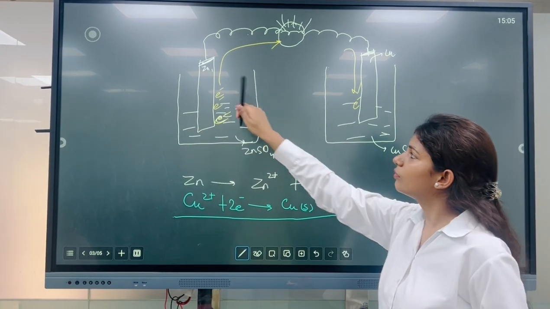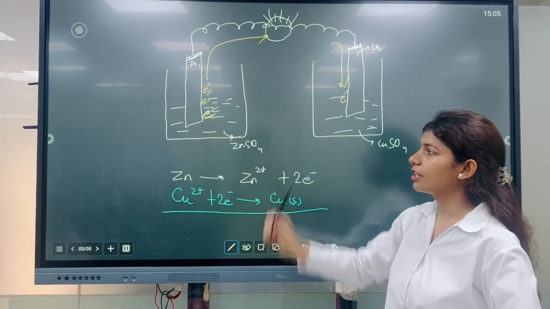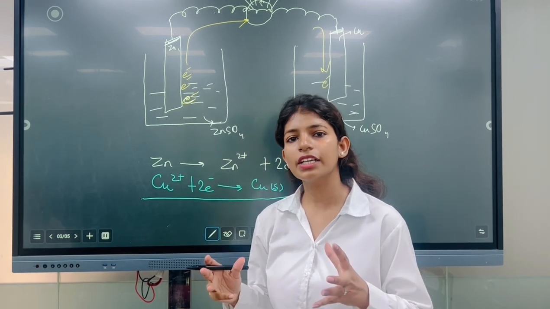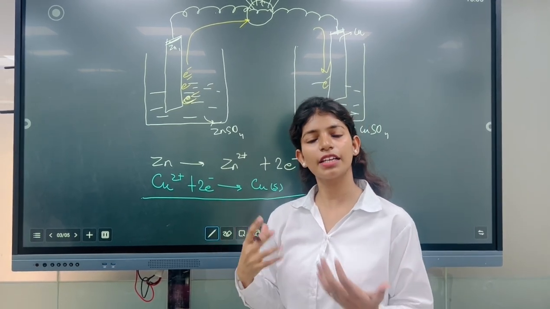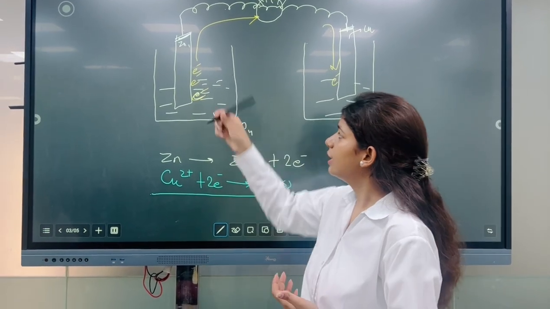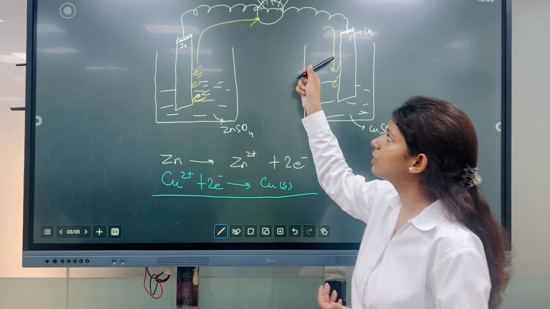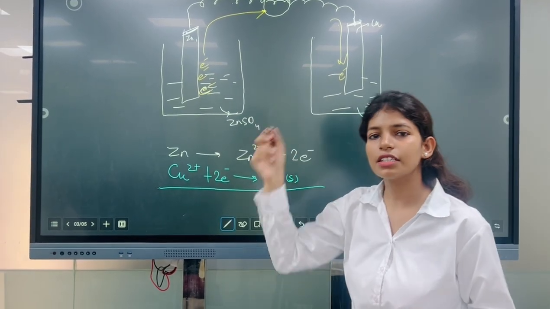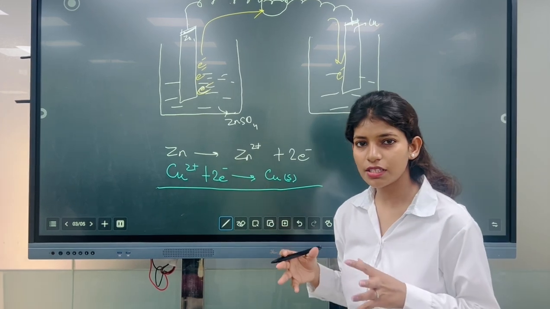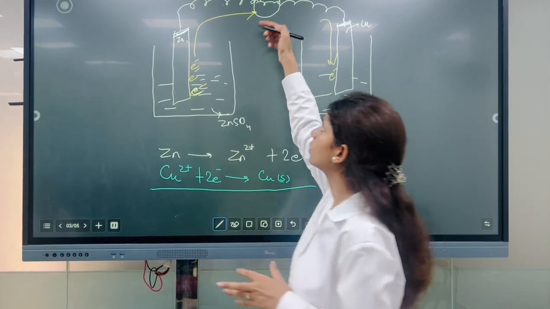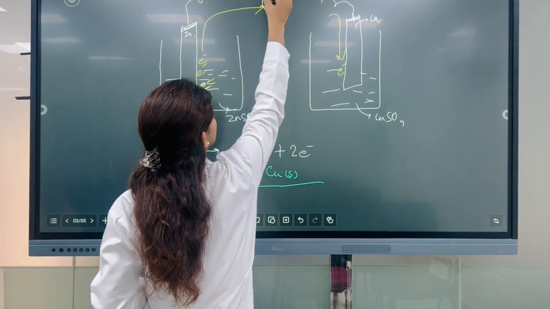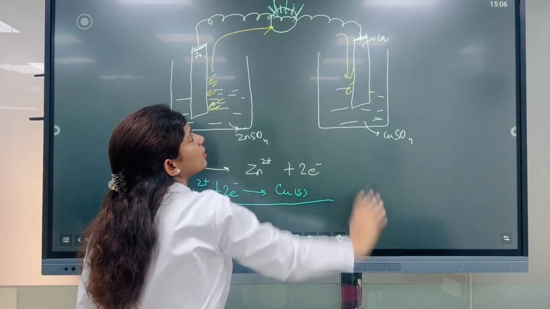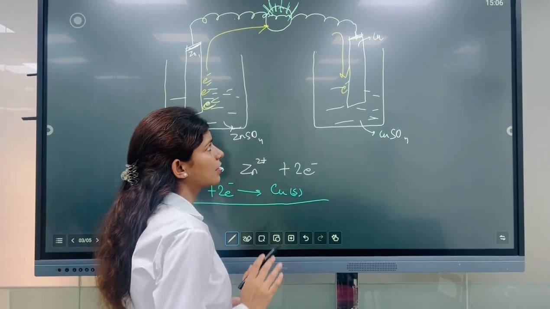Electrons will travel from this side to this side. Now what will happen? As we all know, how is electricity produced? Only when there is electron movement, right? So the electron is moving from this side to this side. When electrons move, electricity will be produced and we will observe that the bulb will glow. The bulb will glow only at the moment when the presence of electrons is observed.